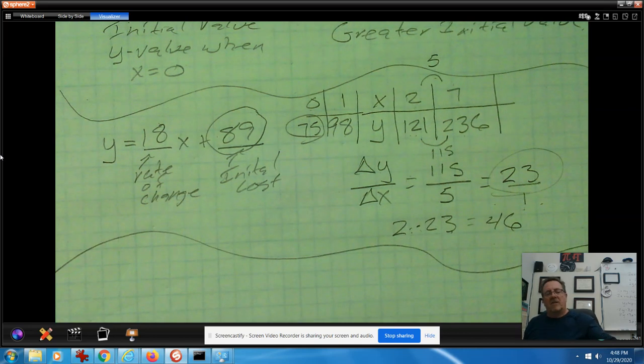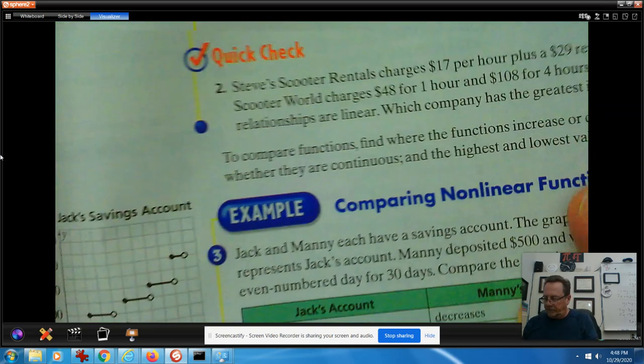Let's move on to the last piece of this lesson where it just kind of leaves things open-ended for us.